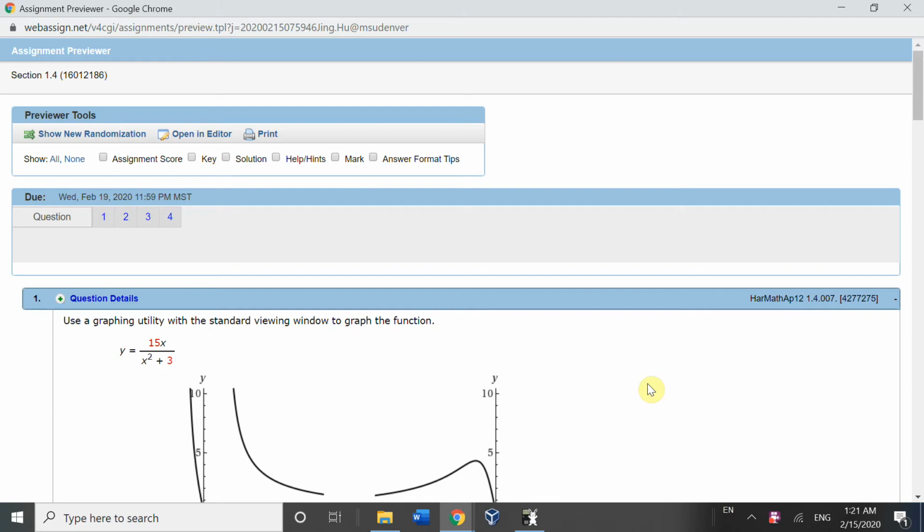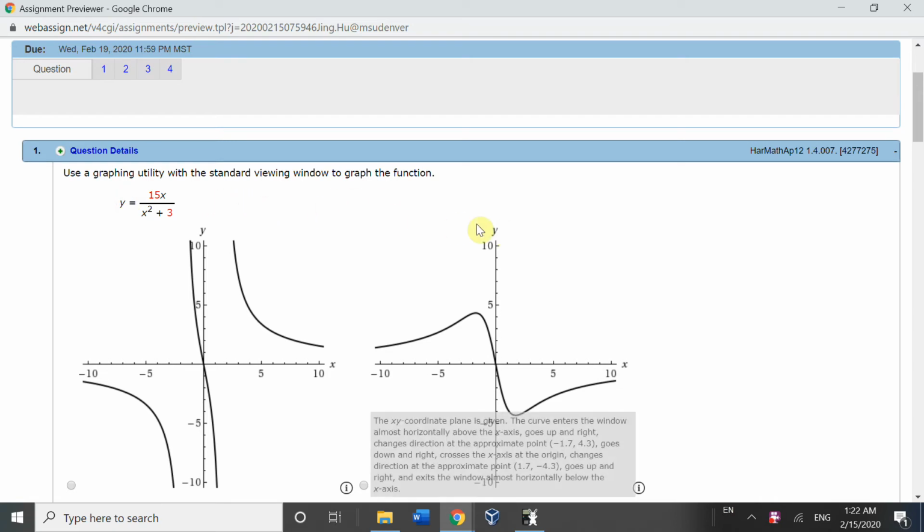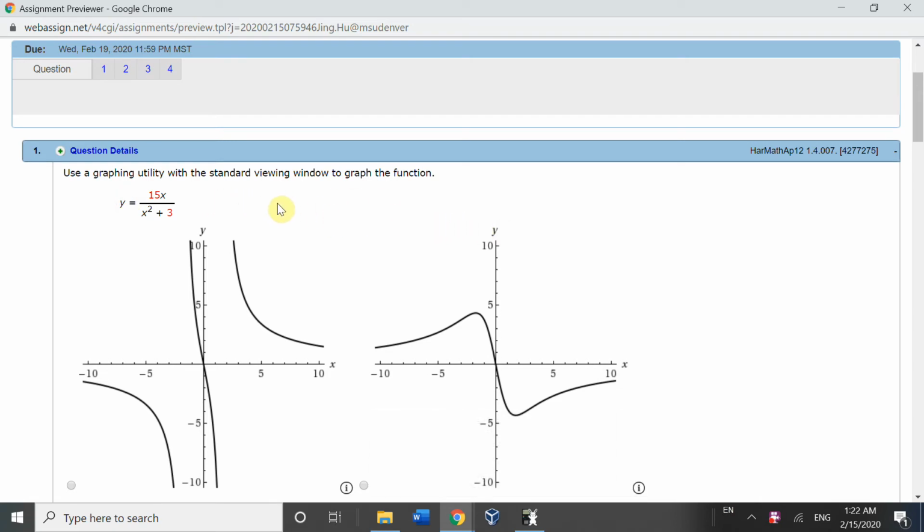For the first question in 1.4, this is a given function. The denominator x squared plus 3 would not be 0. So although we see x, the variable, in the denominator, this is a quotient, but this denominator would not be 0. That means the domain for this function could be any real numbers, and the interval is negative infinity to infinity. The graph is the whole x-axis, no breakpoints.